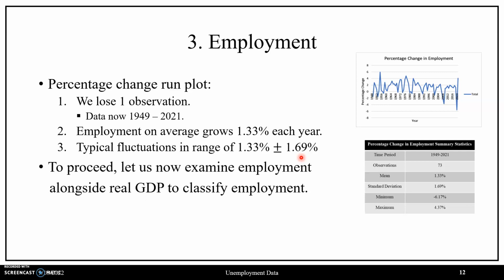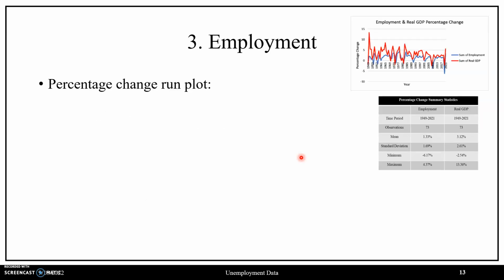So with that in mind, to proceed, we'll now classify what kind of variable employment is. Given that these are active labor resources, what we should expect is a pro-cyclical variable, given that with more active labor resources, total output produced at the moment can be increased as a result. So to see this, let us look at our percentage change run plot by adding real GDP and then looking at our scatter plot.